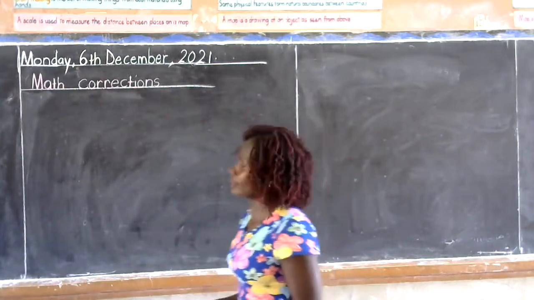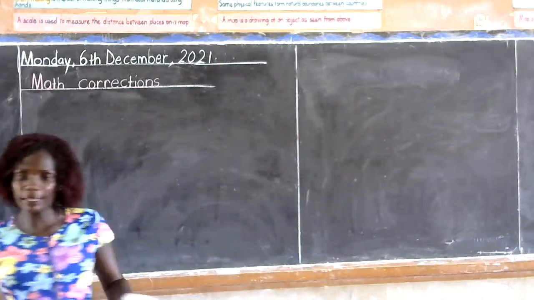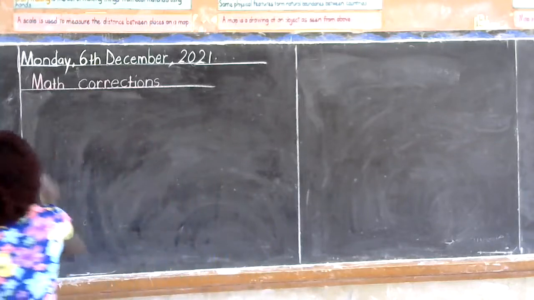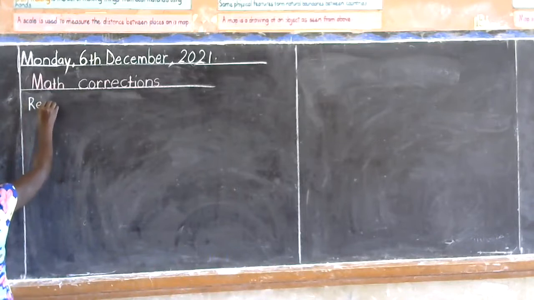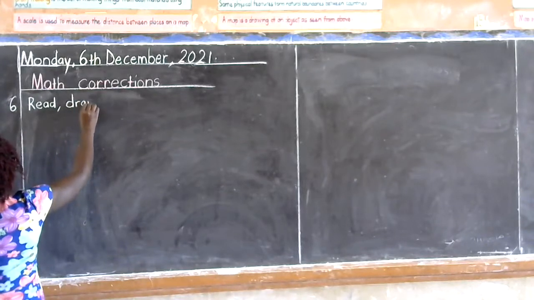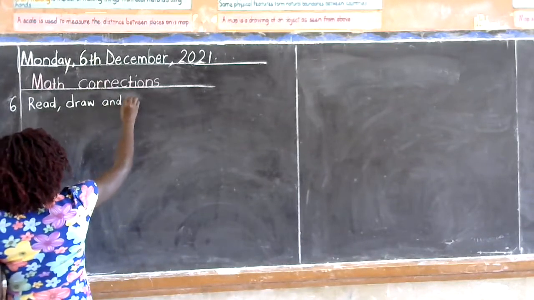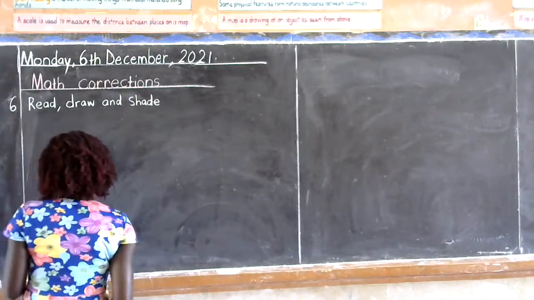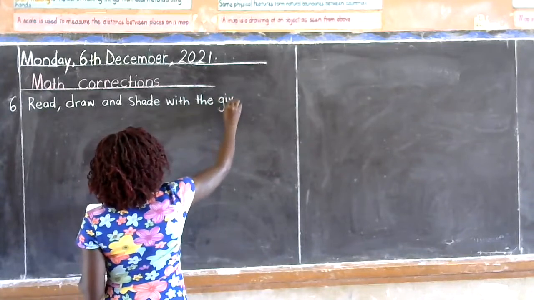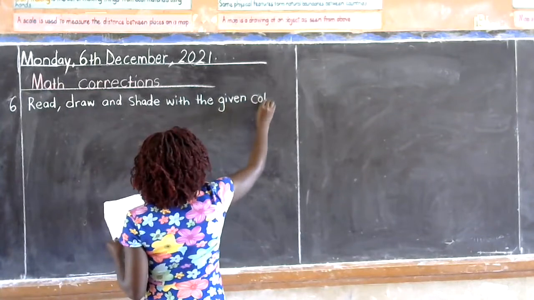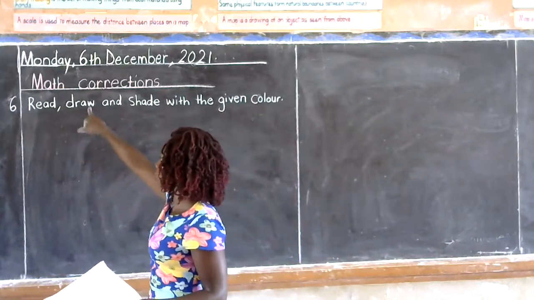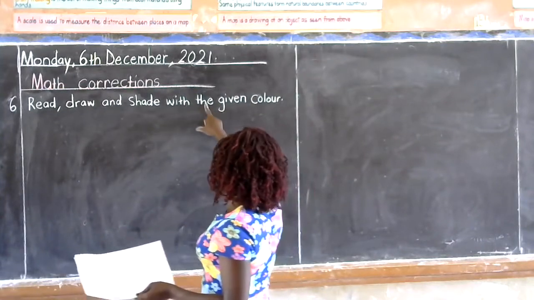Friends, let's go to number 6. Open question number 6. Here the question says, read, draw, and shade with the given color.